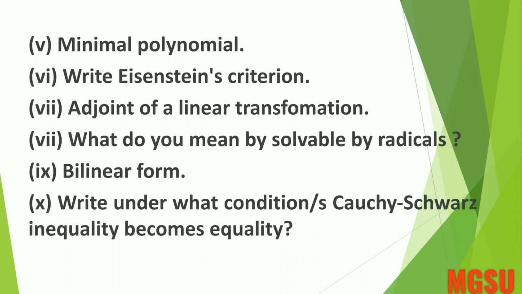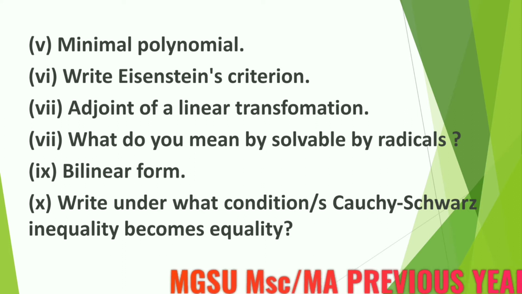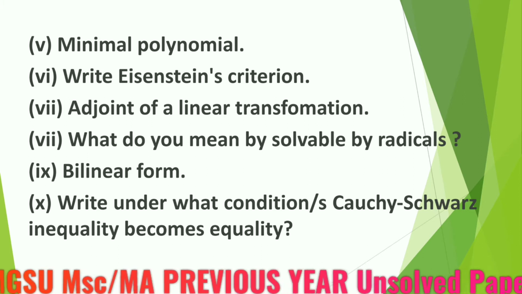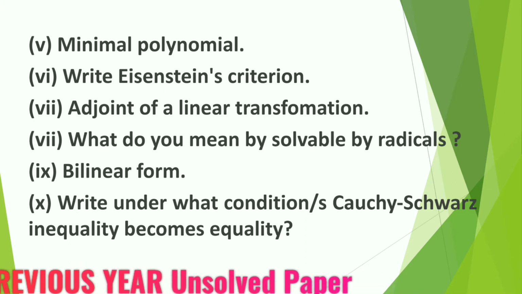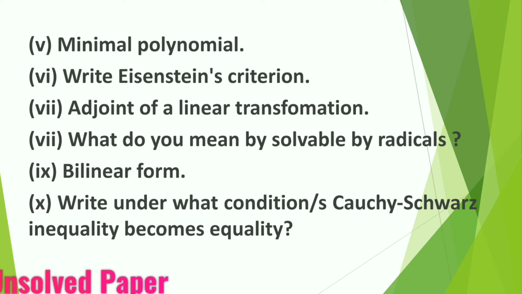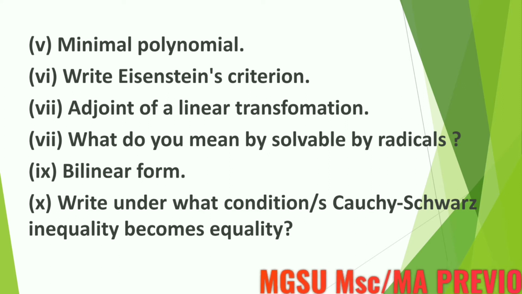Next question is what is the minimal polynomial. We have to write the definition of this. Write Eisenstein criterion. We have to write the Eisenstein criterion over here. Next question is the adjoint of a linear transformation. We have to define what the adjoint of a linear transformation is. Next is what do you mean by solvable by radicals. Ninth is the bilinear form. What is the bilinear form?